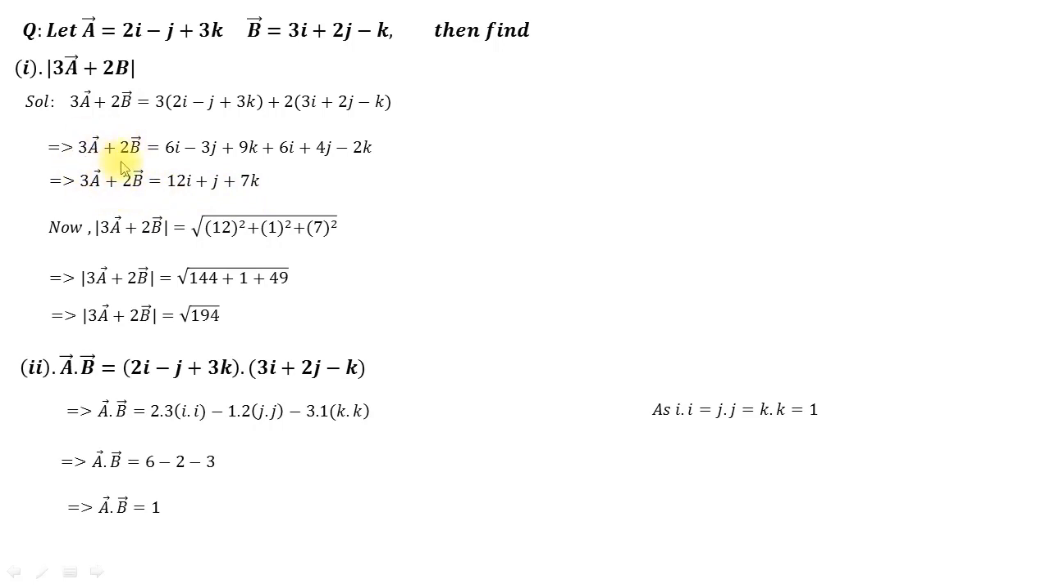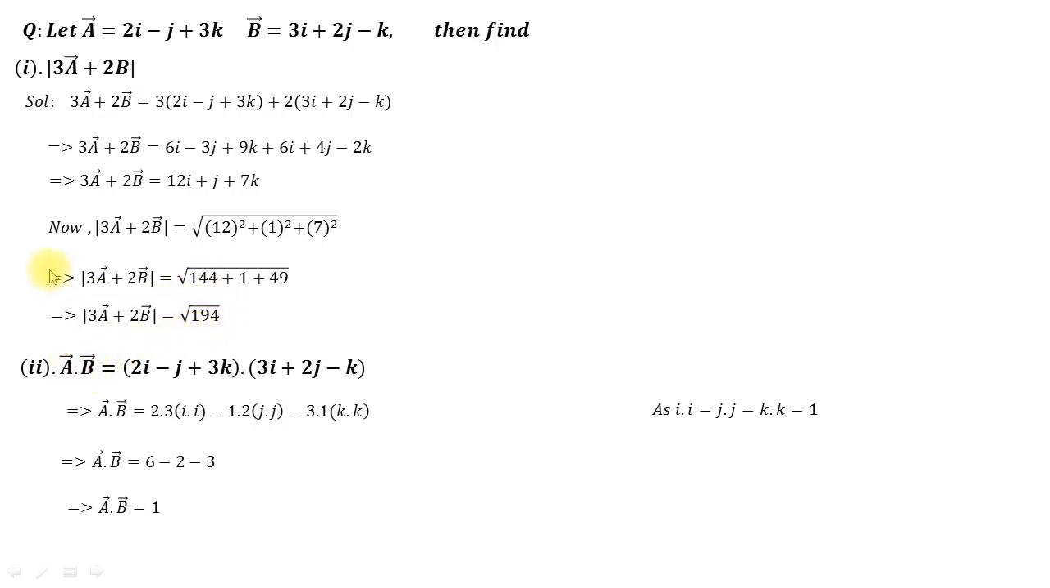So now to find the magnitude of this vector, we can write the magnitude of 3a plus 2b is equal to the square root of 12 squared plus 1 squared plus 7 squared. Now 12 squared means 144, 1 squared means 1, 7 squared means 49. So the magnitude of the vector 3a plus 2b is equal to the square root of 194.